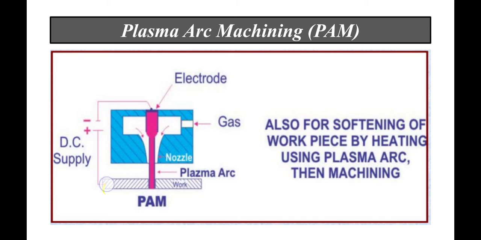And when we want to cut thick materials where an electric arc does not work, at that place we use plasma arc for cutting those thick materials into pieces. So this is a very interesting, very useful process, but this process is used for rough machining or rough cutting, not for finishing or finish cutting.